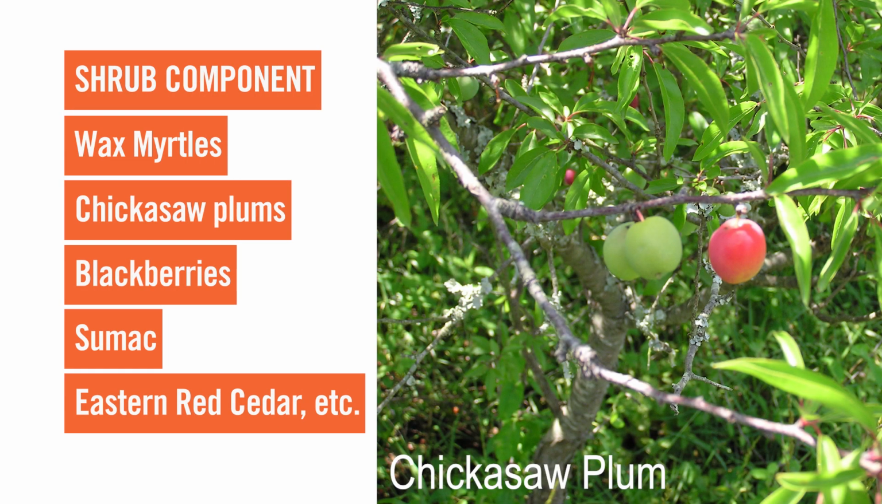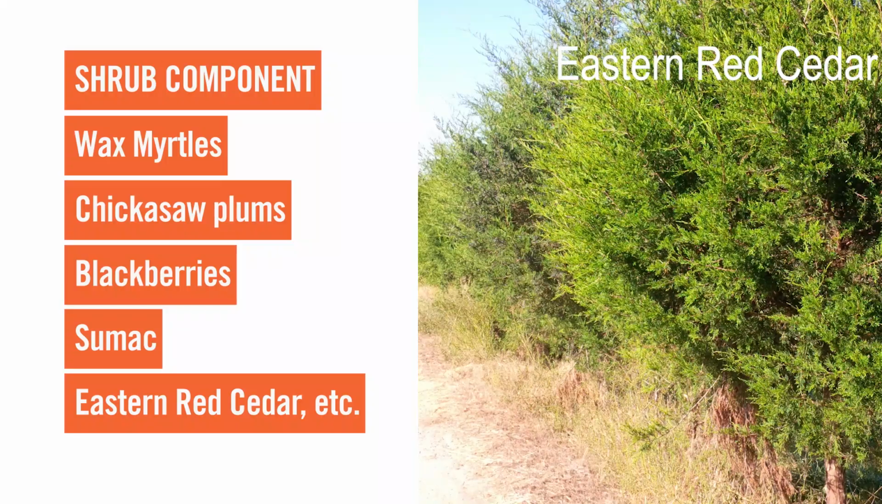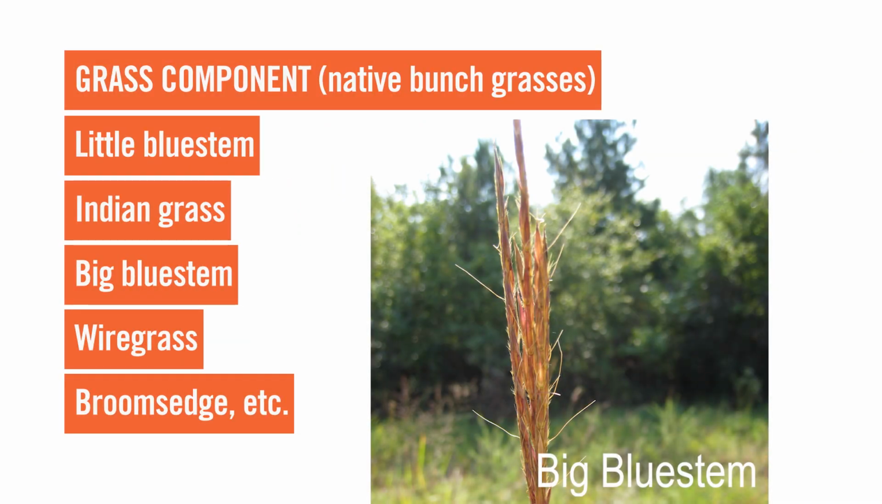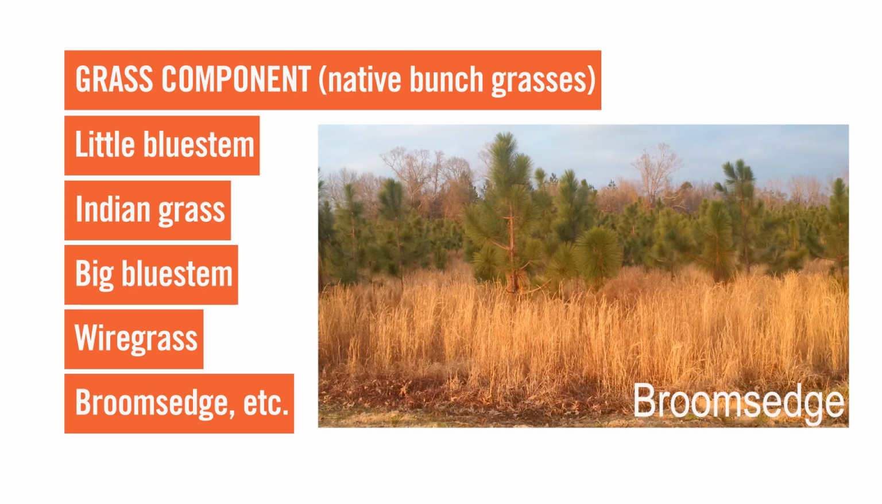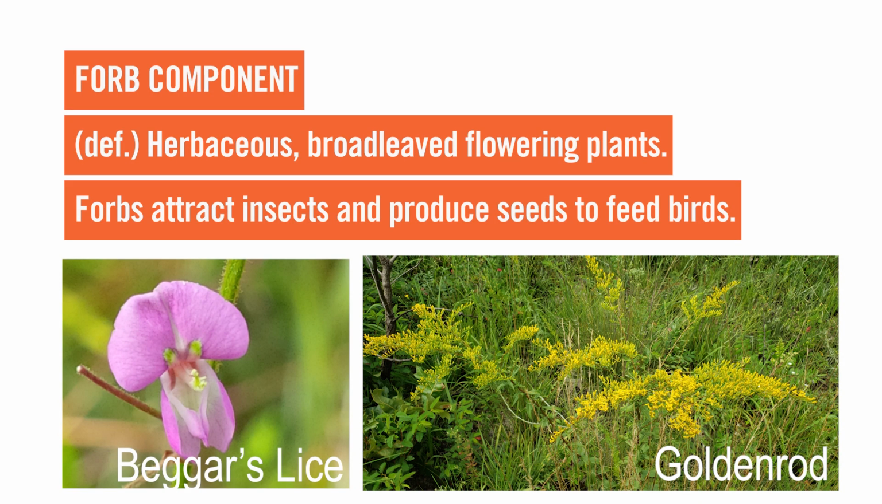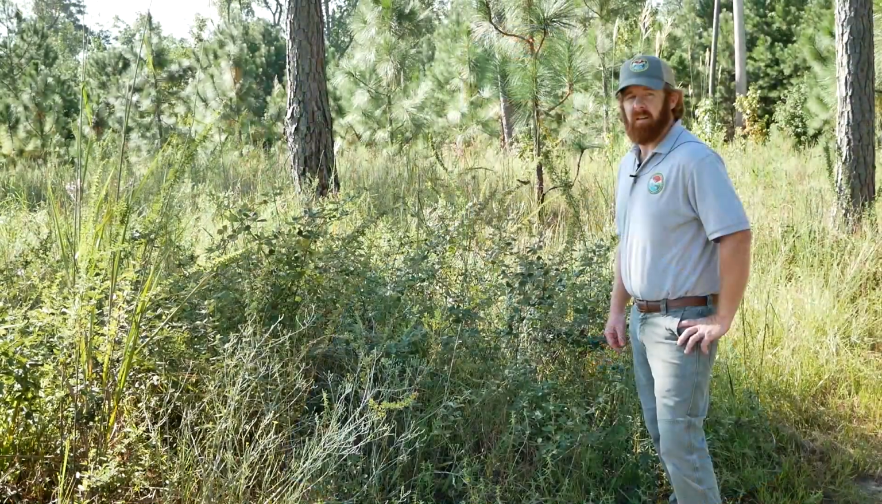This can take the form of wax myrtles, chickasaw plums, other species. Also a grass component. This is native bunch grasses, little bluestem, Indian grass, other native species, and there's also the forb component. Forbs attract insects and produce seed to feed these birds. We'll be going over each component in a little more detail.